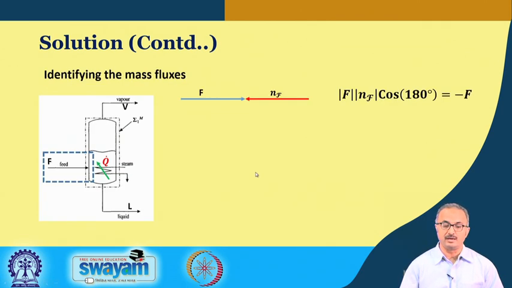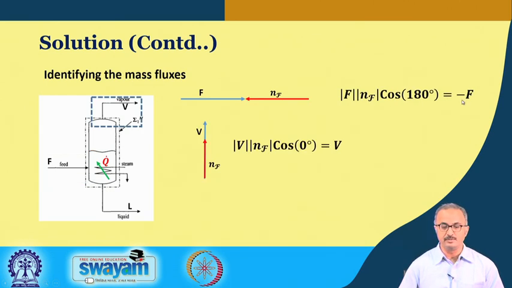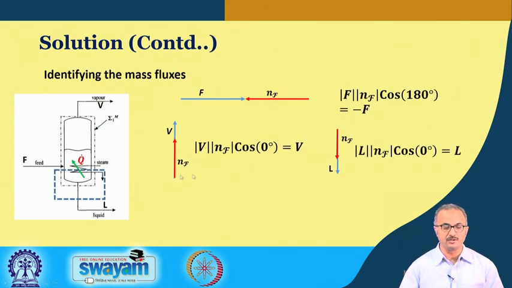Now, as we have done earlier, we find out the flux terms. For the feed, the direction of the feed and the outgoing normal are opposite to each other, so the angle between them is 180 degrees, and putting in these magnitudes of the feed and the unit normal, we get the flux to be minus F. Similarly, for the vapor, the outgoing normal and the vapor have the same direction, so the flux value is V. For the liquid side, the same as vapor, the flux of the liquid is L.